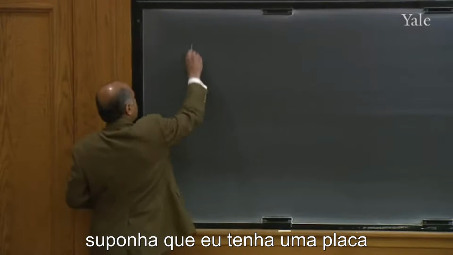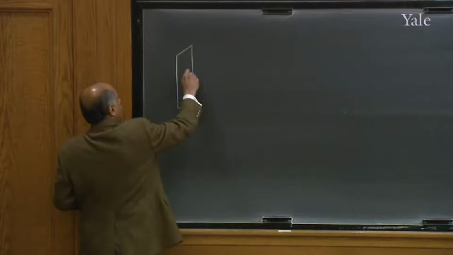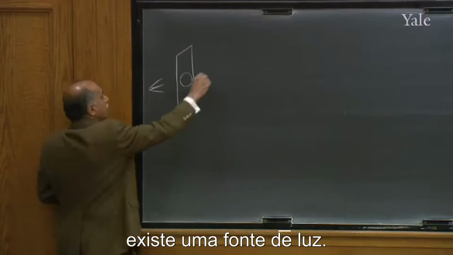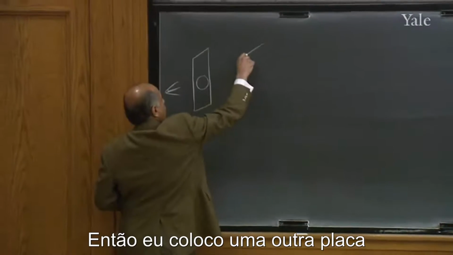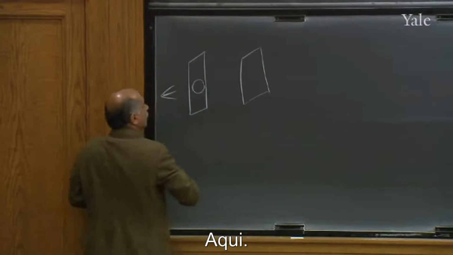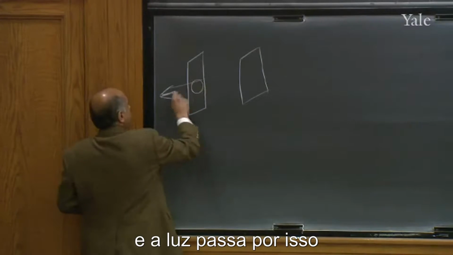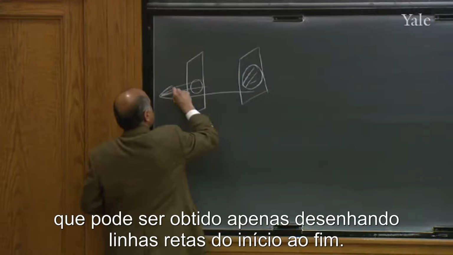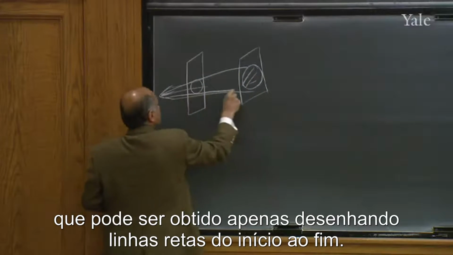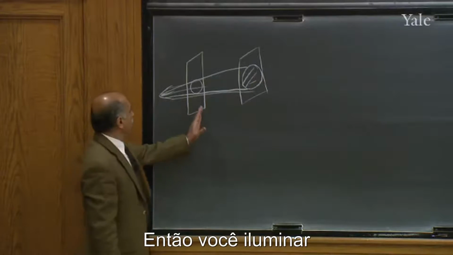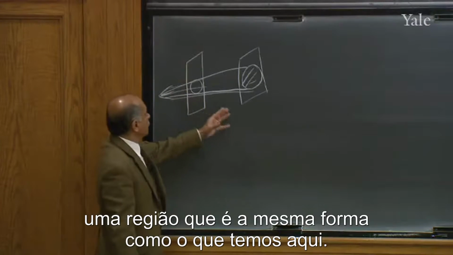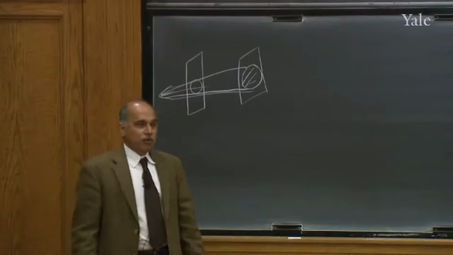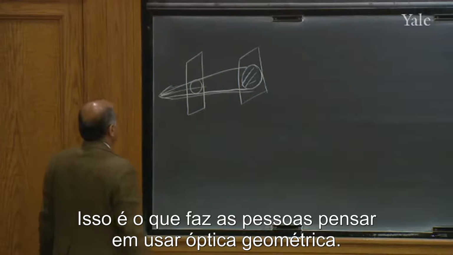Suppose I have a screen, and there's a hole in the screen, and behind the screen is a source of light. Then I put another screen here, and the light goes through that and forms an image which you can obtain just by drawing straight lines from start to finish. So you eliminate a region which is the same shape as what you had here. That's what makes people think of using ray optics.